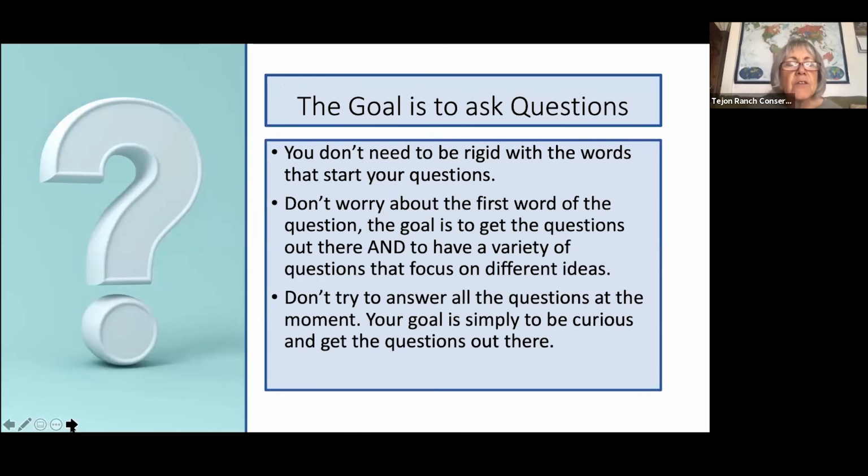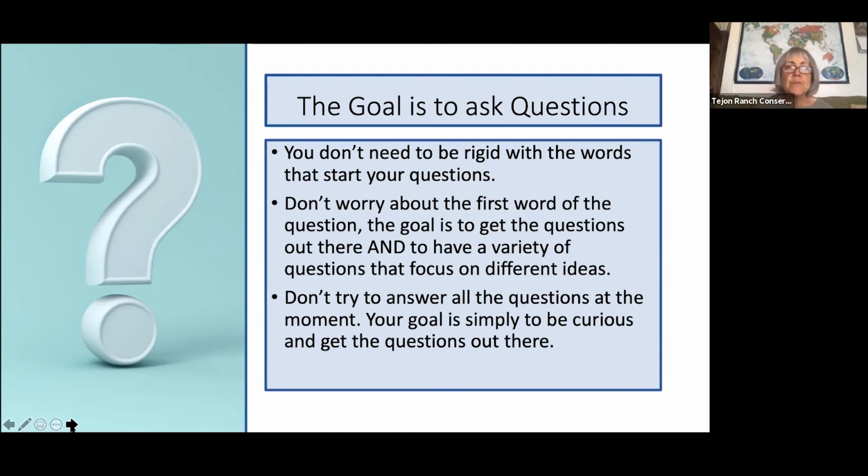Now, don't worry about being really rigid with these questions. In the sample that I gave you, I was very rigid because I wanted to show you at the very basics what it should look like. But you can ask questions that do not start with those words. You just want to be really conscious of the variety of questions so that you make sure that you're covering all of your bases. At this point, you're not worrying about answers. Remember, this is just about generating questions.